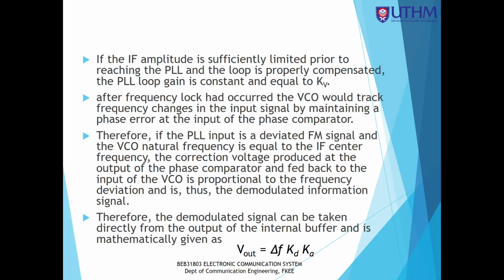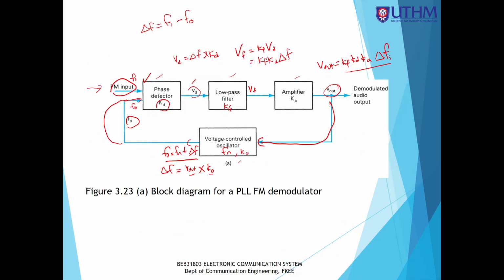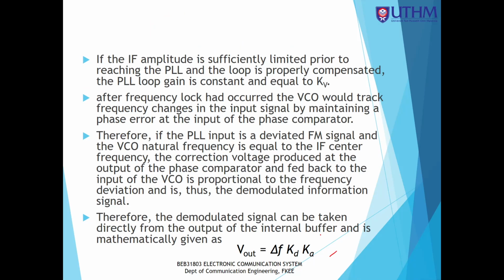So you can read this. I already explained all of this, and here you see that VR is delta F KD KA. So I add a KF here for the low pass filter. Actually you can add KF here for the low pass filter. So we have all the sensitivity parameters for each of the phase detector, low pass filter, and also the amplifier.